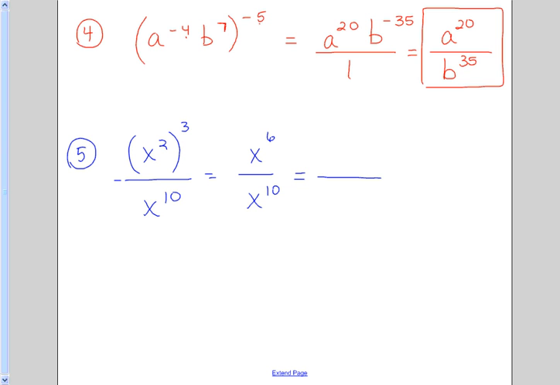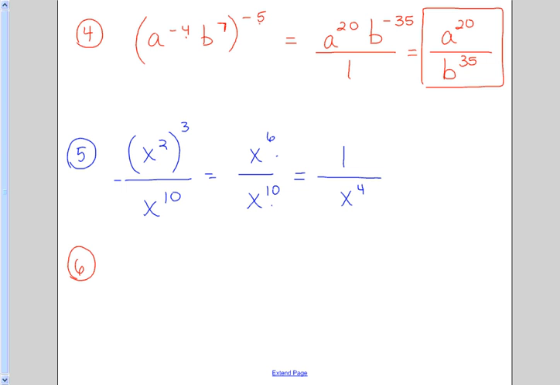Wherever the higher exponent is, that's where it's going to go to keep it positive. Think about if I wrote out all those x's on the top and all those x's on the bottom. There would be 6 on the top, 10 on the bottom. The 4 that's left over would be on the bottom. So the 1 goes on the top, so it would be 1 over x to the 4th. So when you subtract, put your answer wherever the higher exponent is.